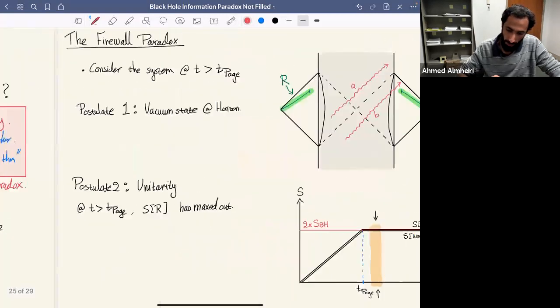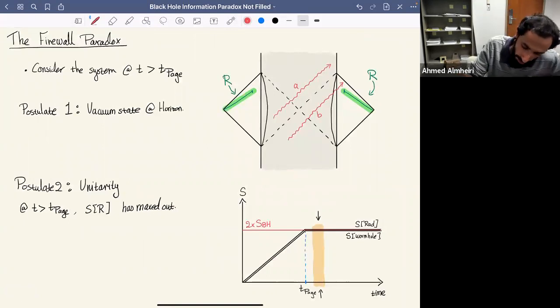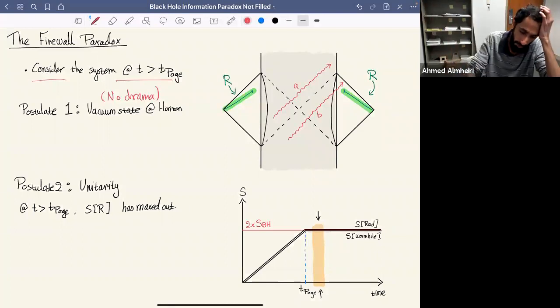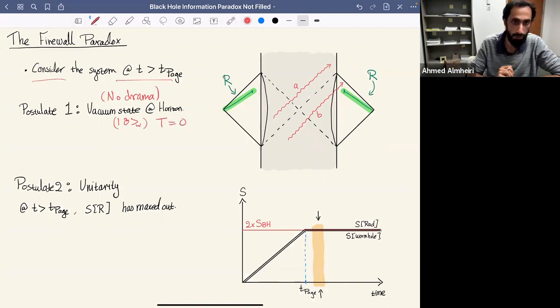So let's talk about the firewall paradox. Let's consider the system after the Page time, and let me state two postulates. The first postulate, postulate 1, sometimes goes by the name of no drama, which is the statement that the state at the event horizon of the black hole is empty. It's the vacuum state. Remember, we had this 0 tilde state in the W frame, or maybe said differently, the stress tensor in the bulk was 0. If you remember that.